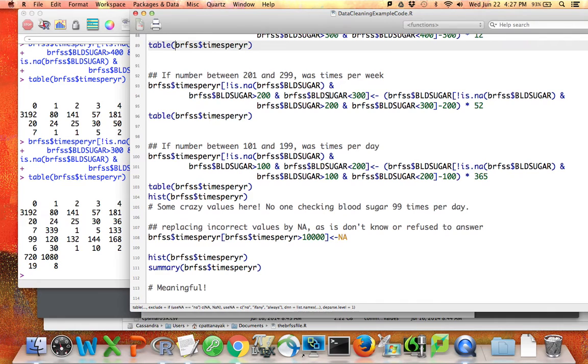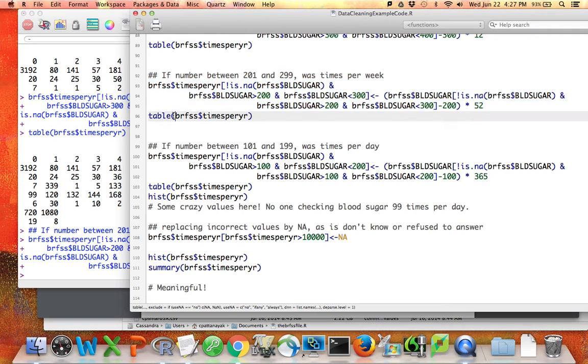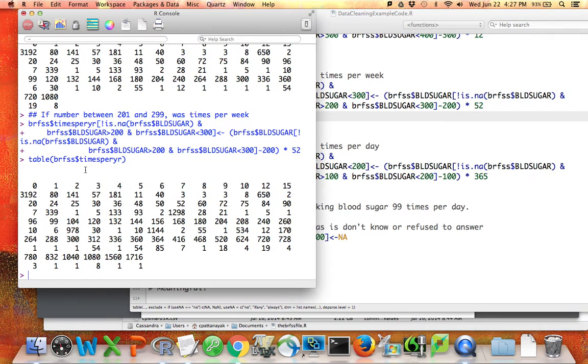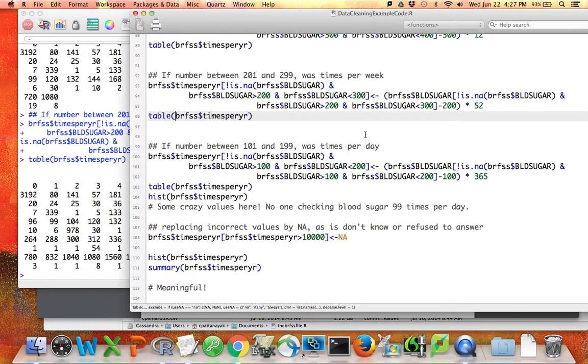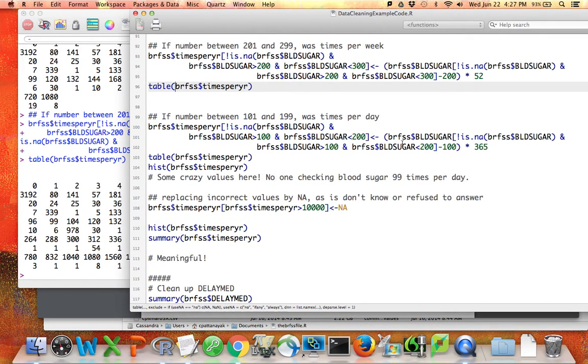Now I'm going to similarly deal with the people who reported their blood sugar in terms of times per week. You can see what we have to do with these values is subtract 200, then multiply by the number of weeks in a year. So if I run this code, then again I can look at the table and you can see that it's filling in. There are more values here than there were before. Then I have times per day, so I have to take those, subtract out 100, multiply by 365.